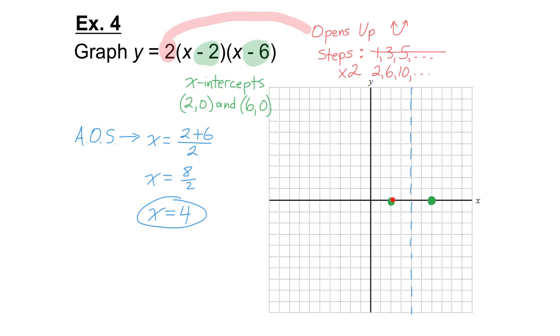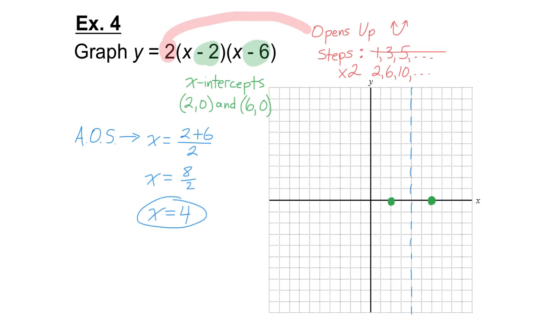So halfway between 2 and 6 is 4. I know that my axis of symmetry is x equals 4. If you're not comfortable figuring out just by looking at a number line what is halfway between two numbers, you can just find the average of those two numbers and it gets you the same result. Either way we do it, we know that the axis of symmetry is x equals 4.